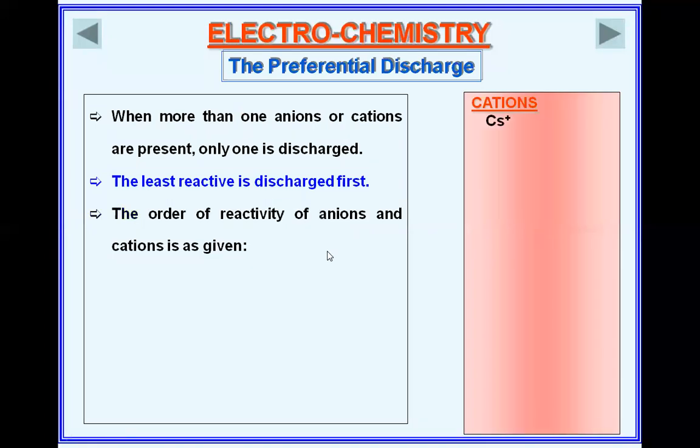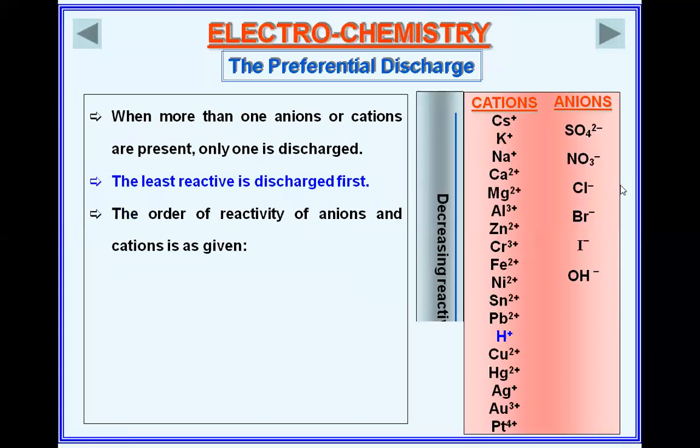We have a list of cations, positively charged ions, and anions, negatively charged ions. These cations go from cesium to platinum with decreasing reactivity. Reactivity stands for the ability to release or lose electrons decreasing. If the ability to lose electrons is decreasing, it means the ability to absorb electrons should be increasing.